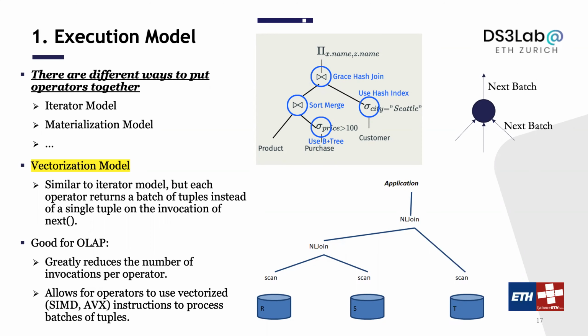For example, if you have analytical queries, this is often very efficient. And because I'm returning a whole bunch of tuples, I can use some additional optimizations provided by the hardware. For example, I can do SIMD, I can use those AVX instructions to process those batches of tuples more efficiently. This is just 3 examples of how you can have different execution models for the same physical plan.